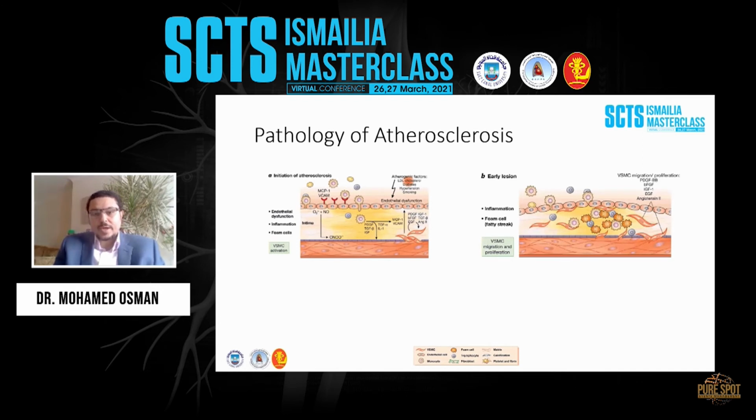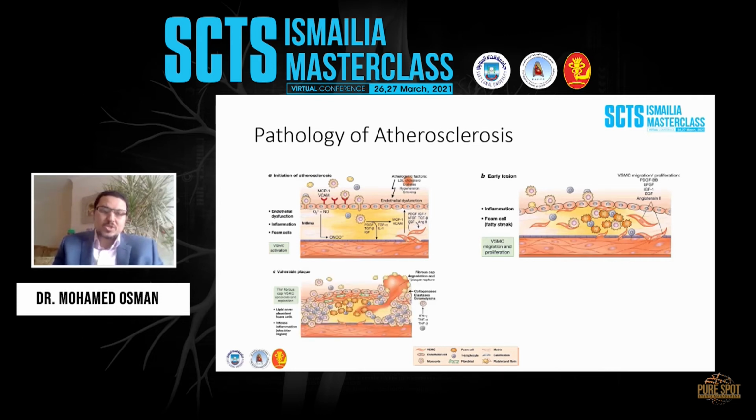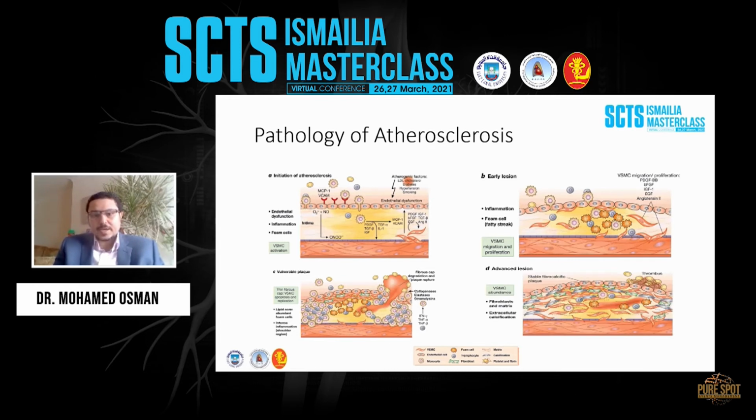The second stage, or the early lesion, is characterized by formation of the fatty streak. So the fats also become extracellular, with migration and proliferation of vascular smooth muscle cells. Then comes the formation of what's called the vulnerable plaque. In this stage, there is a thin fibrous cap, which is very liable to rupture, bleeding and overlying thrombosis. The next stage is the advanced lesion or the atheroma, which might lead to platelet aggregation and thrombus formation.